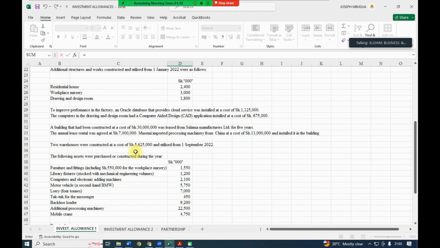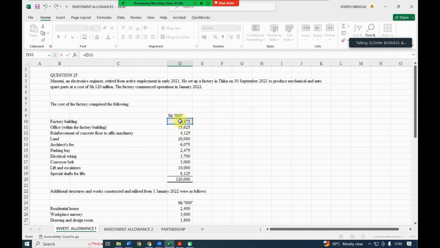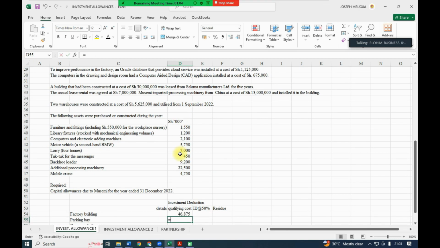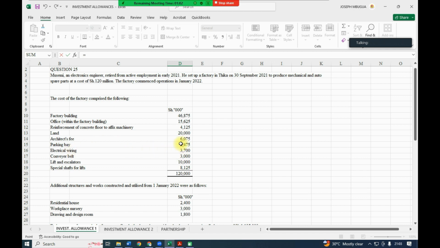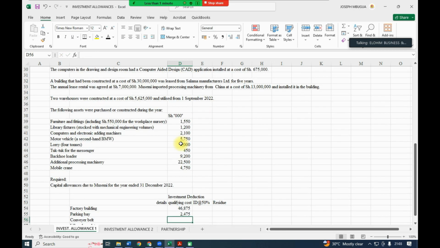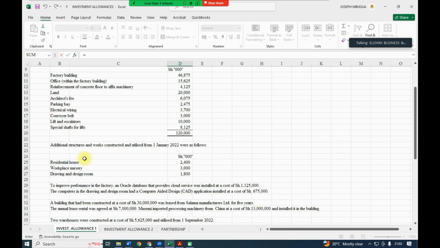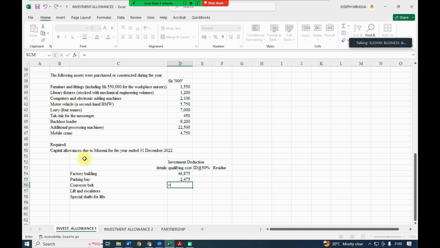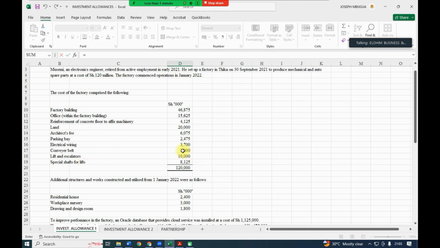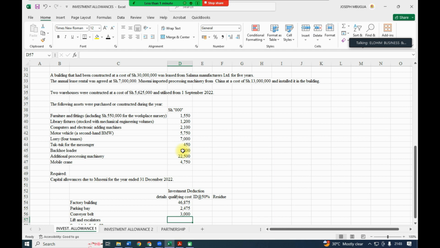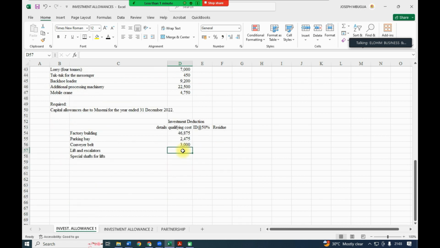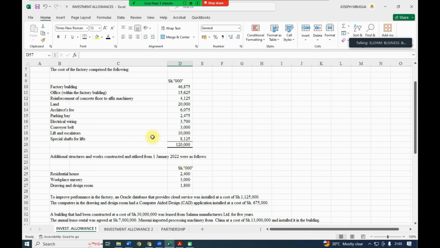Our qualifying cost. The first one is this one, factory, followed by parking bay. Conveyor belt. So conveyor belt will be 3,000. We have less than a minute. When we switch, we log out, we come back to complete this question. Then we had what else at the beginning. So we have lift and escalators.